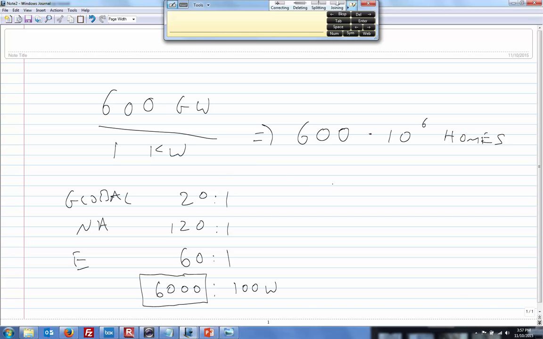That works out pretty nicely. 600 gigawatts divided by 6 times 10 to the 3rd. Is this right? 600 gigawatts, and then 6,000 watts per person. Okay, this is 1 times 10 to the 11th? You mean 10 to the 12th? Or 11? Oh, yeah, I screwed up the giga, thank you.